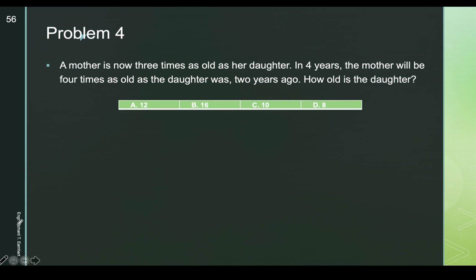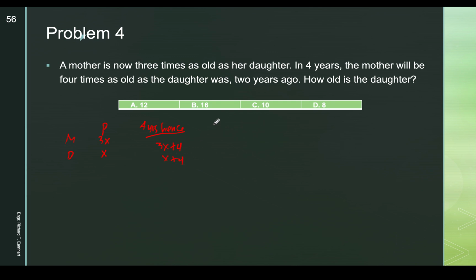Okay, so let's continue. We have mother and daughter, the present ages. Let x be the age of the daughter. The mother is 3 times as old, so her age is 3x. In 4 years, the age of the mother is 3x plus 4, and the age of the daughter is x plus 4.